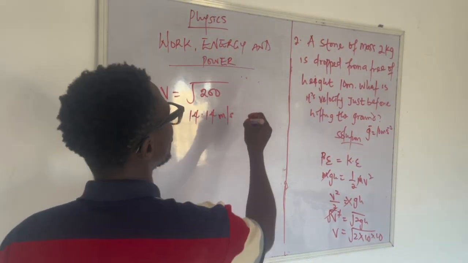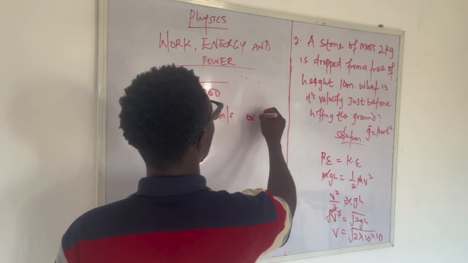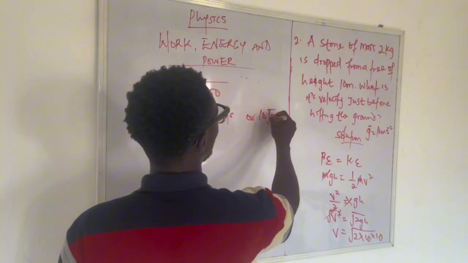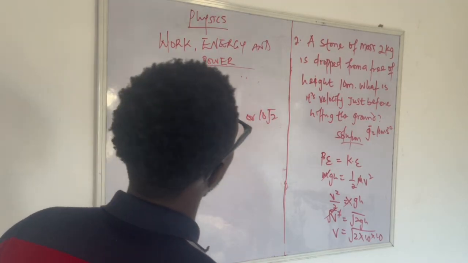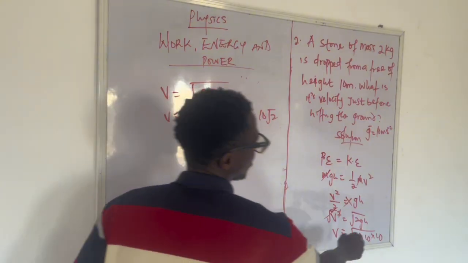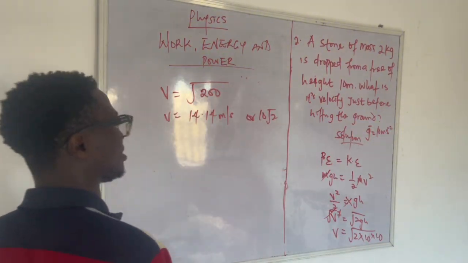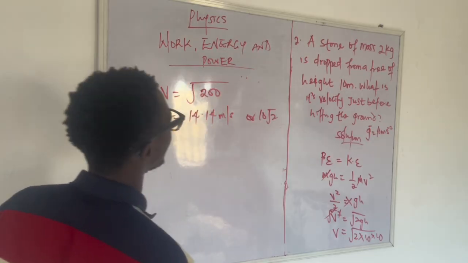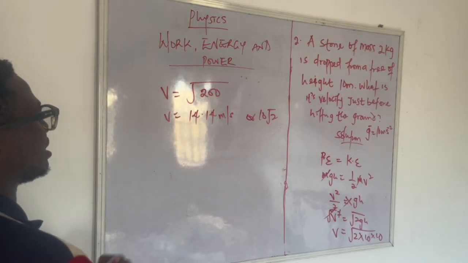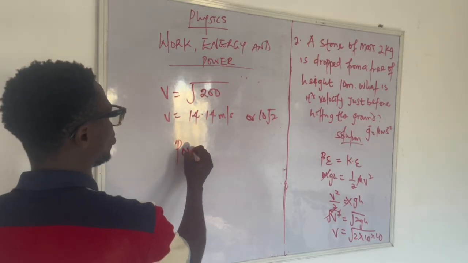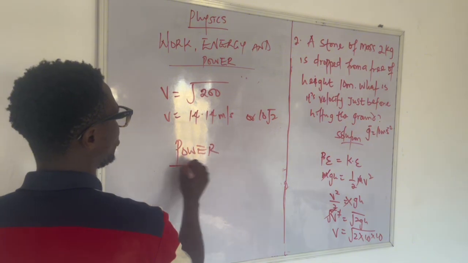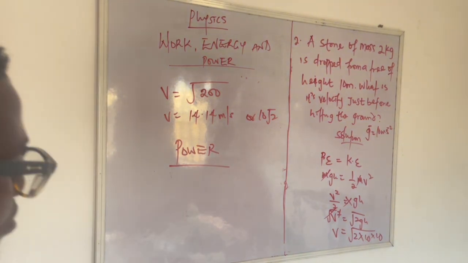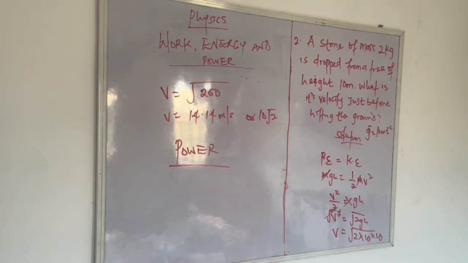14.14 meter per second, or you say 10 root 2. Are we together? Because square root of 100 is 10. So 10 root 2 meter per second. Then from there we can move to power.